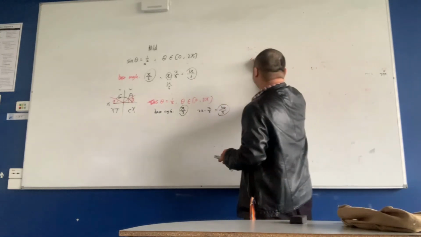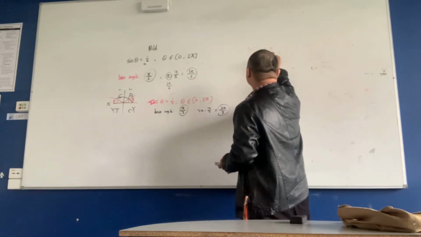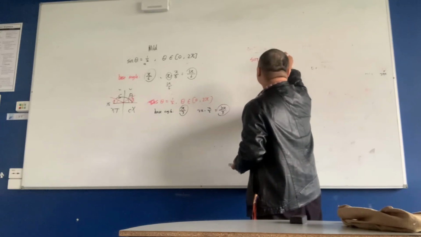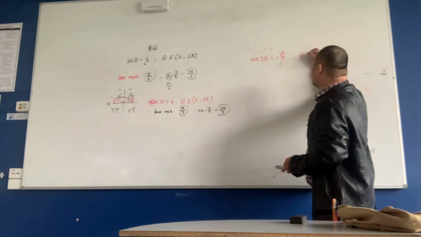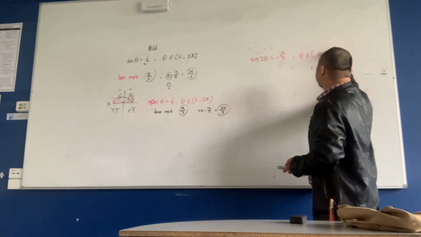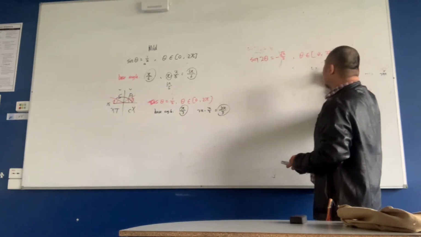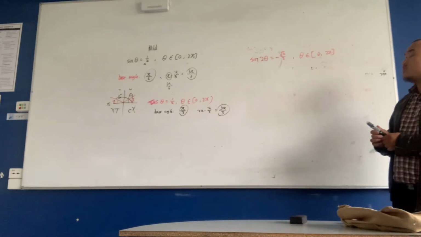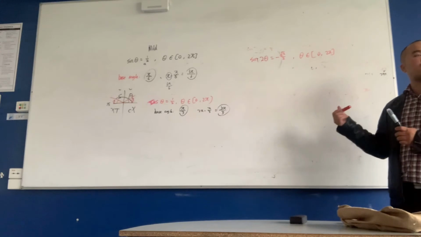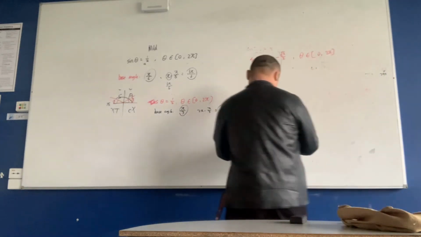Let's try sine 2 theta equals negative root 2 over 2, and theta belongs to 0 to 2 pi. Okay, so let's try this one. I will talk about this one, and then you have a chance to do another one.